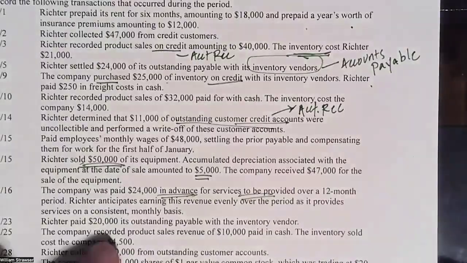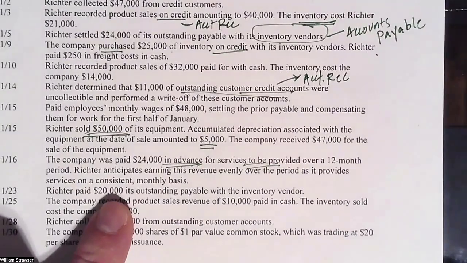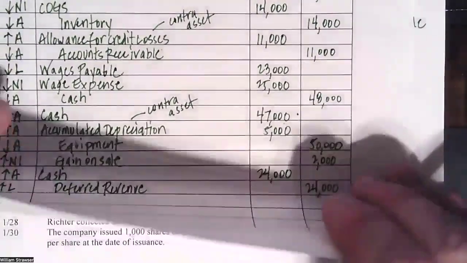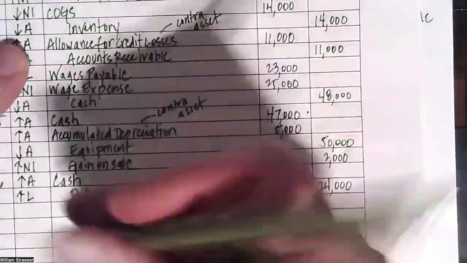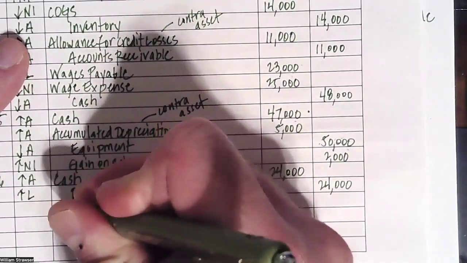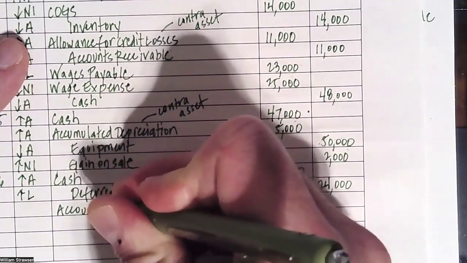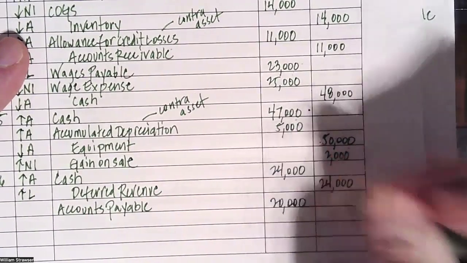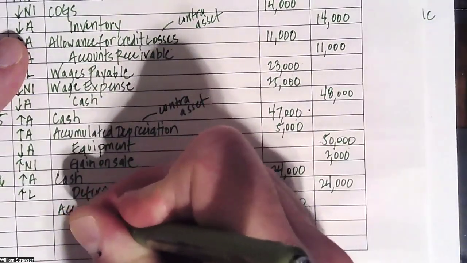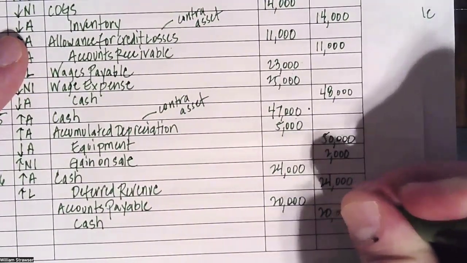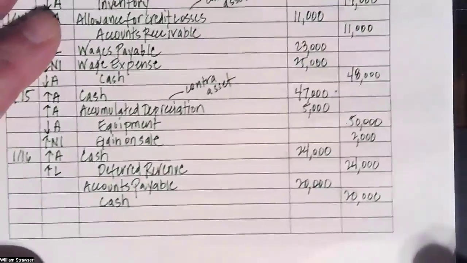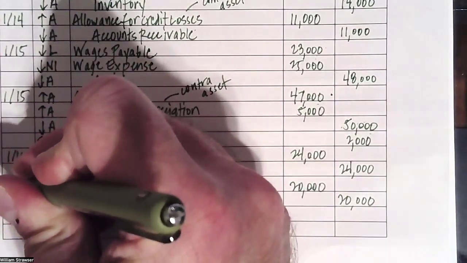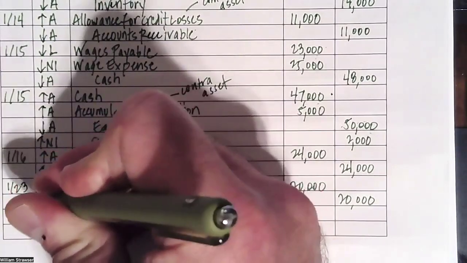On 1/23, I paid off some of my outstanding payable with a vendor, with my inventory vendor. So again, I'm paying off my accounts payable. $20,000 have been paid. Reduce accounts payable by 20. And if I'm paying them off, that's being paid with cash. We've already seen this transaction. It's just another instance of having to pay off our current liabilities over time. And this happened on 1/23, closing in on the end of the month, almost there.